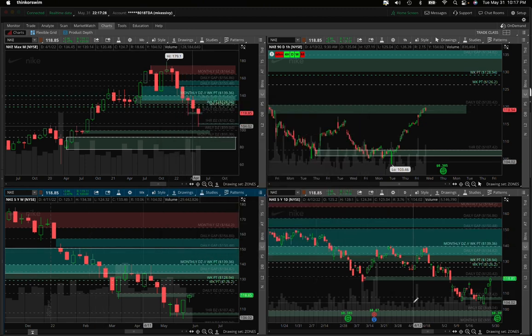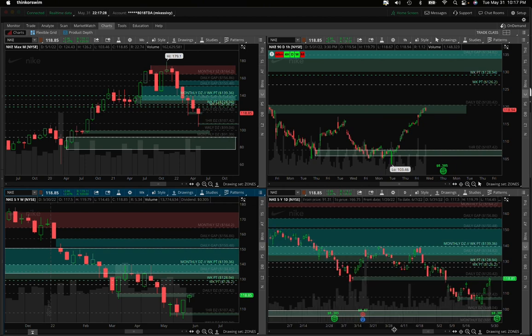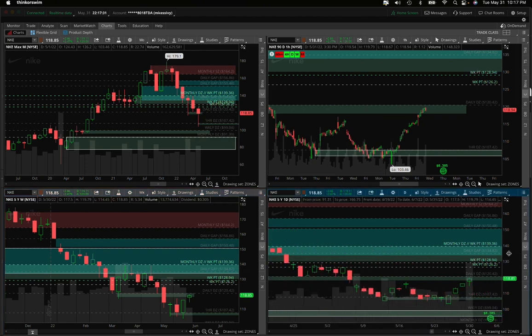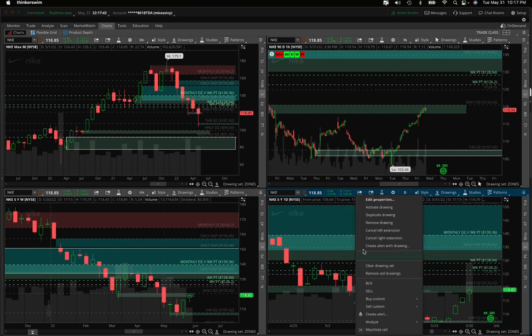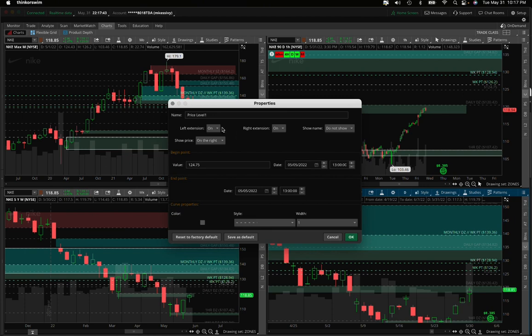And then on the daily chart, let's see if we have any other closer price targets. So we have 124. This could be a price target. So we'll put daily price target.